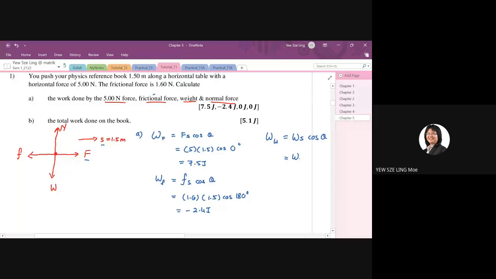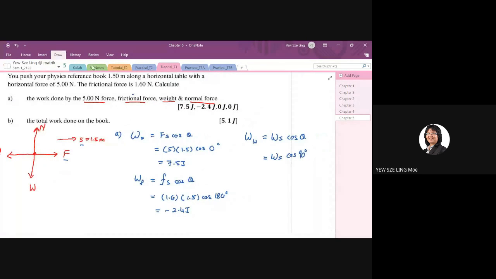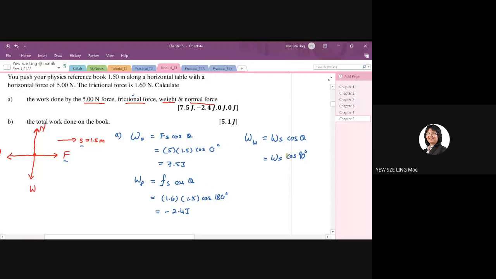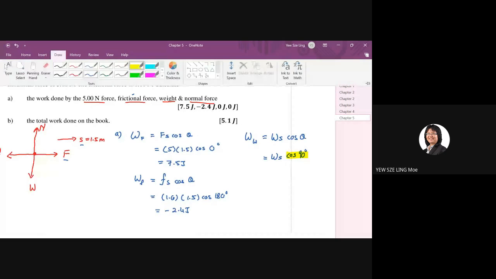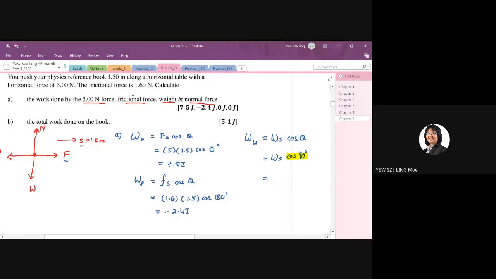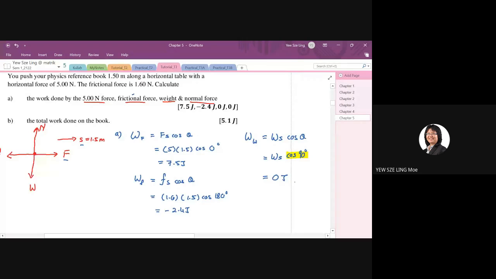Now I don't have W, but does it matter? It doesn't matter. So I can even keep S in my equations. Why? Because now I know the angle is equal to 90 degrees. So when you have angles, cos 90 degrees, straight away your answer should be equal to 0 joule, because there's no work done along the Y component since your object is moving along the X component.